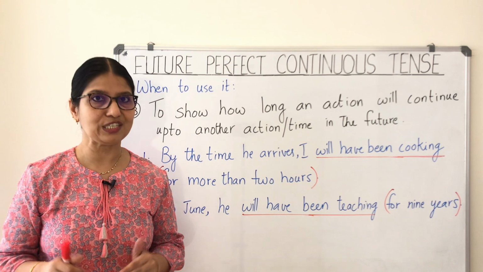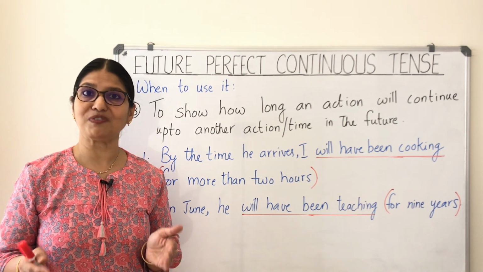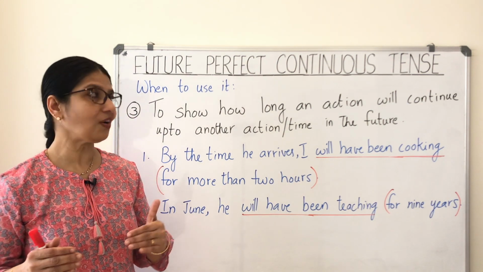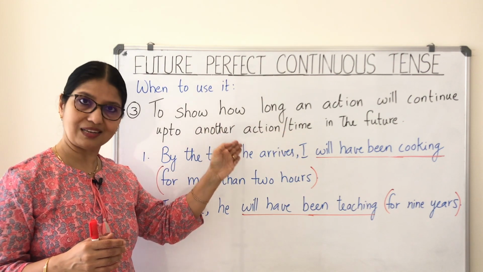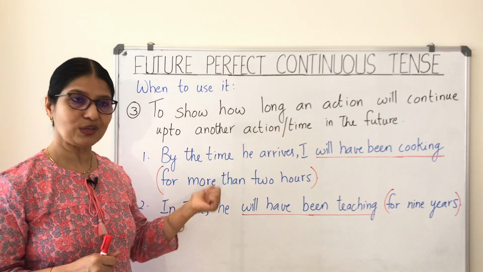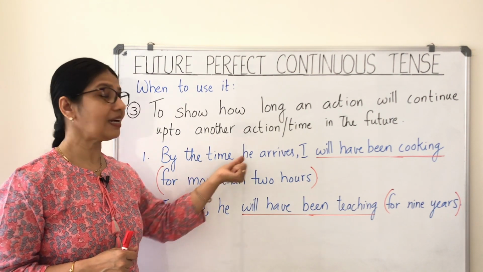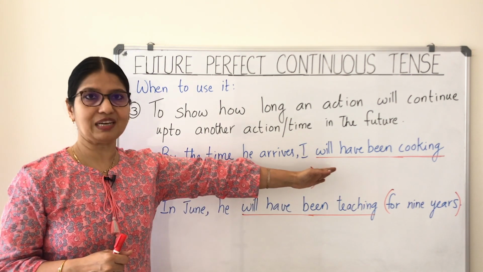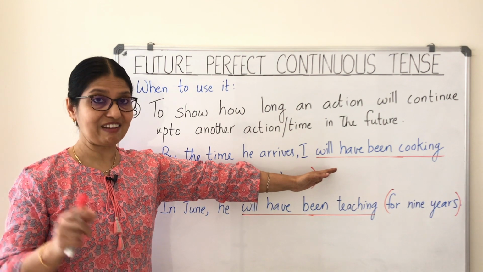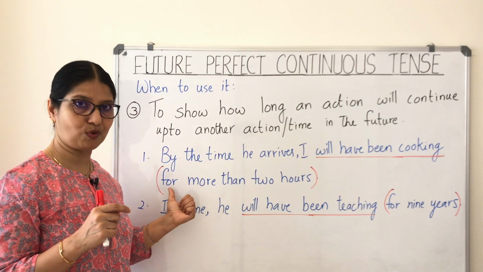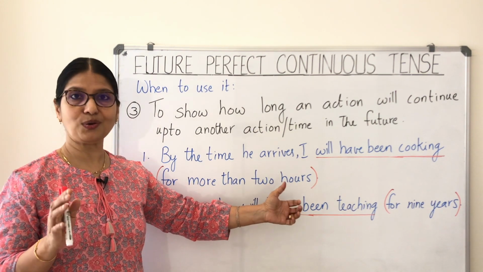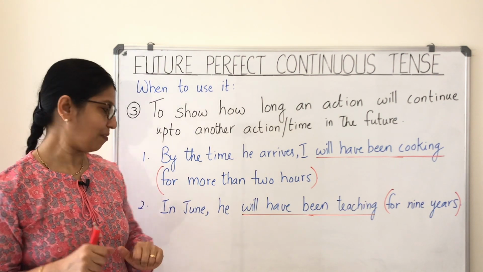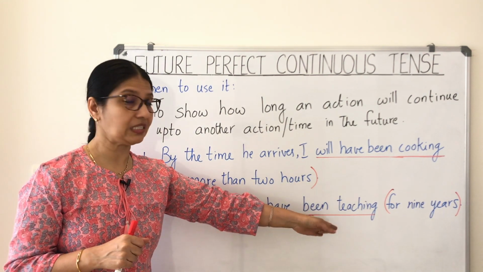Just like other perfect continuous tenses, or of course as in the case of the future perfect simple tense, we can also use the future perfect continuous tense to talk about how long an action will continue until another event or time in the future. So here you have two examples. The first one, by the time he arrives, I will have been cooking for more than 2 hours. So here I've used the future perfect continuous tense and I've paired it with this time expression which has for in it, for more than 2 hours. You know that for is an adverb which is used to talk about the duration of an action. The second example, in June, he will have been teaching for 9 years.